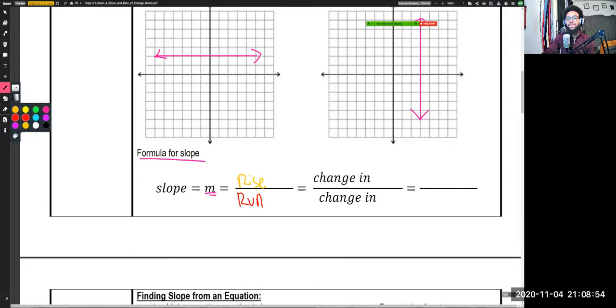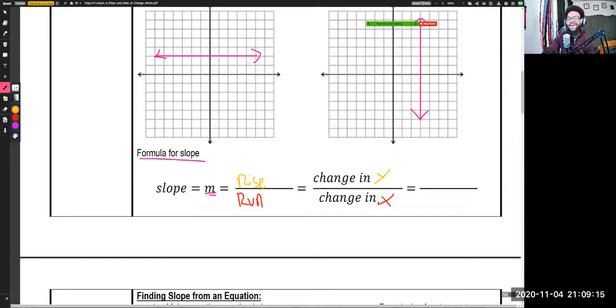So our rise is going to be our change in our y values in the slope, and our run is going to be the change in our x values. Okay. Rise over run. You probably have heard that before. You probably do remember it. If you don't, you'll remember it after this. Rise over run, change in y over change in x.